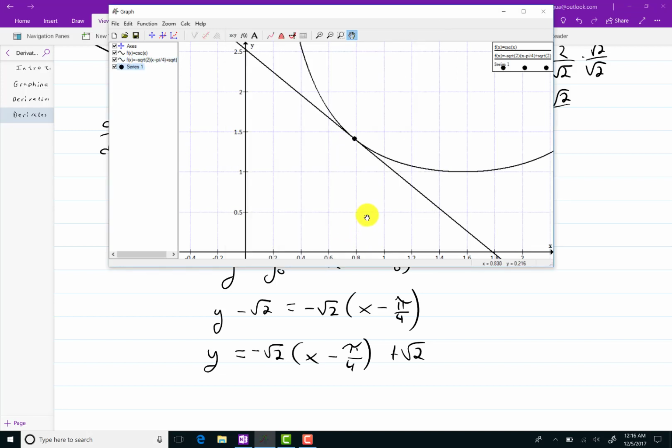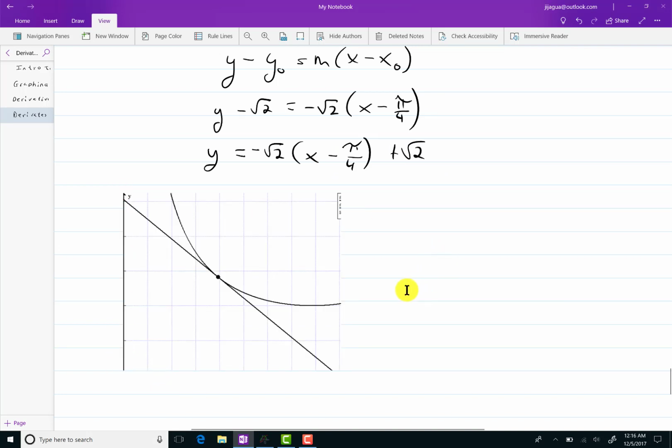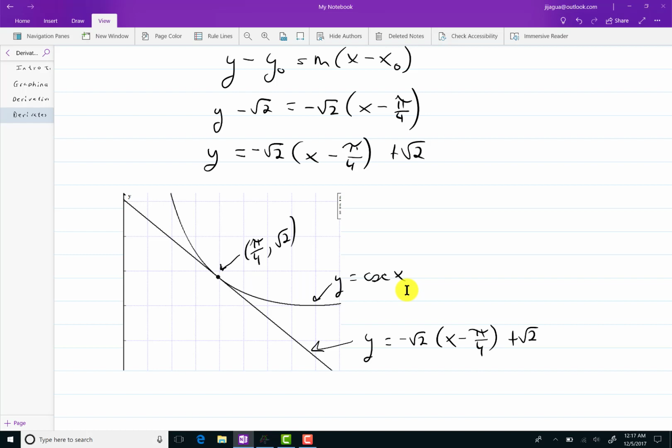And you can see right here, the graph is touching at just that one piece. Let me take a picture of that. So that point right there is pi over 4, comma, radical 2. The curved graph is y equals cosecant of x. And the straight line is y equals negative radical 2 times x minus pi over 4 plus radical 2. So that tells you everything you need to know about that graph.